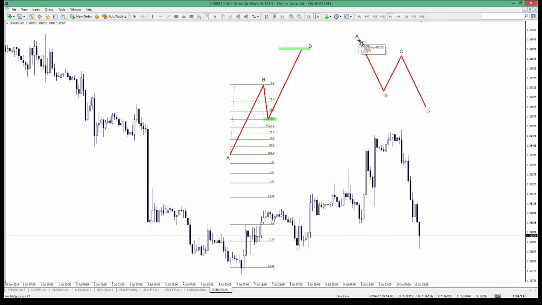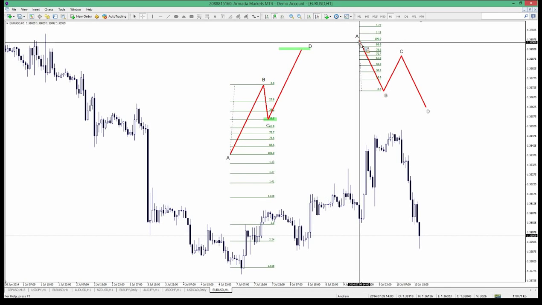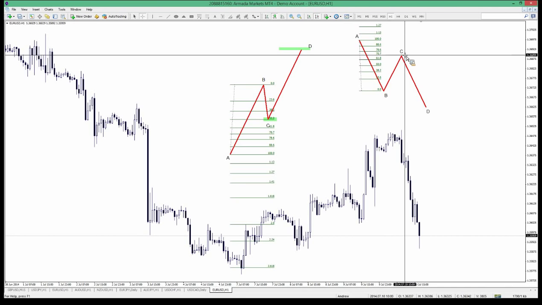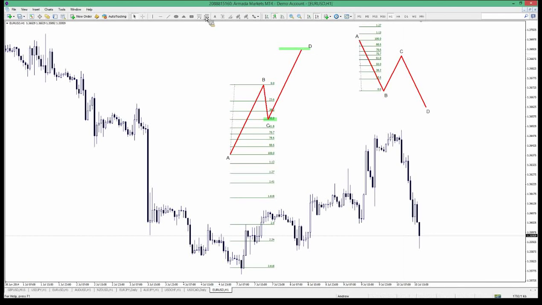So in this case, the way I've drawn it from A to B, price retraces down to the 70.7. The 70.7 reciprocal ratio is 141. So I draw a fib retracement from B to C. You'll see the extension point lines up right here, the 141 area.